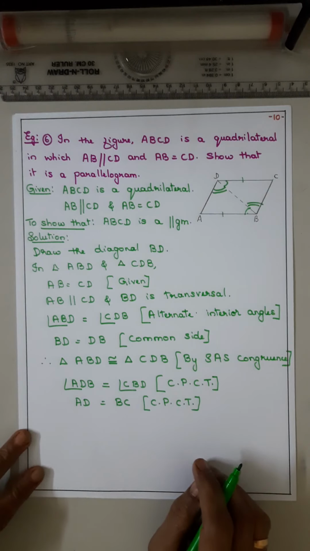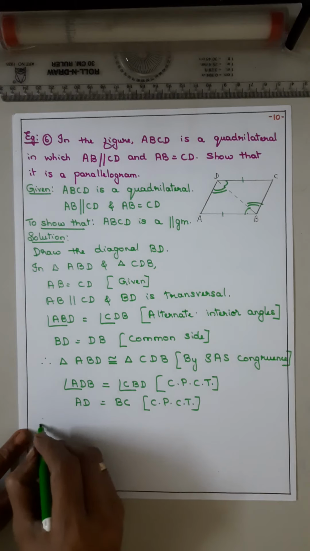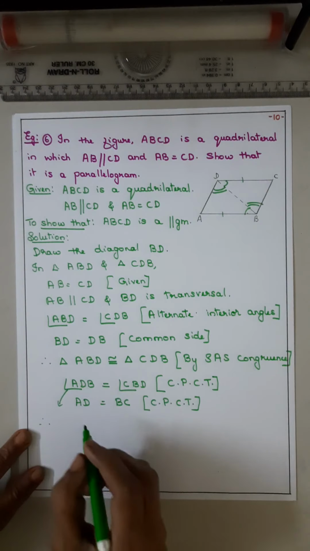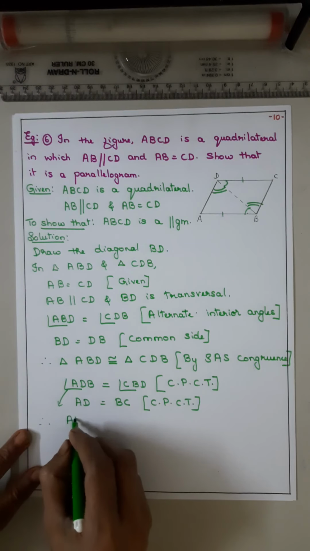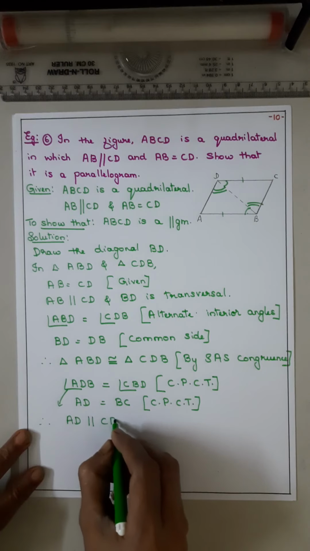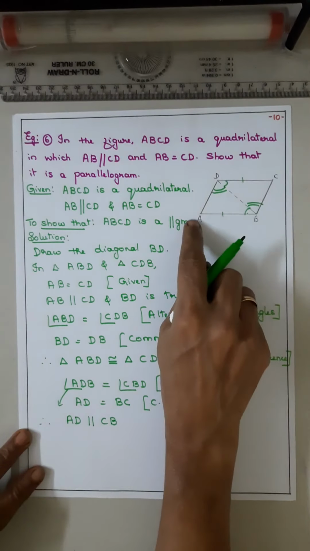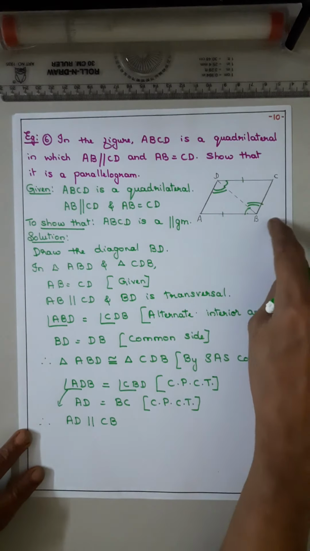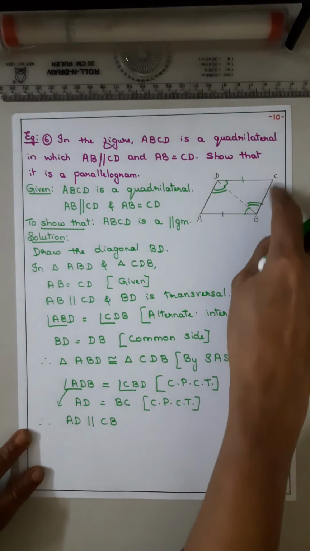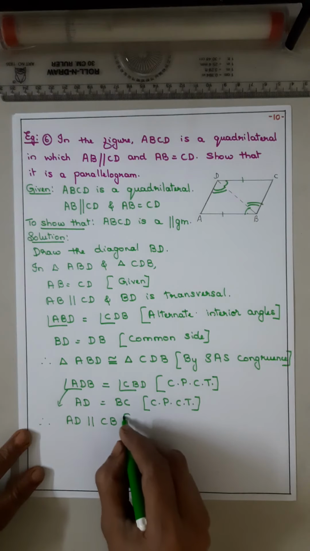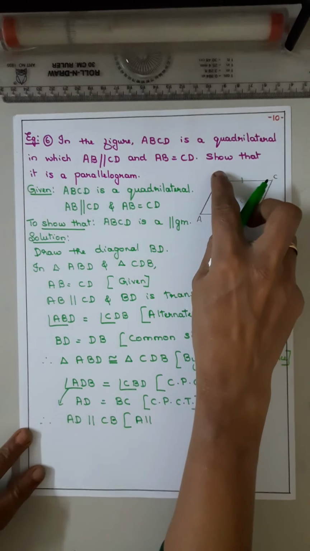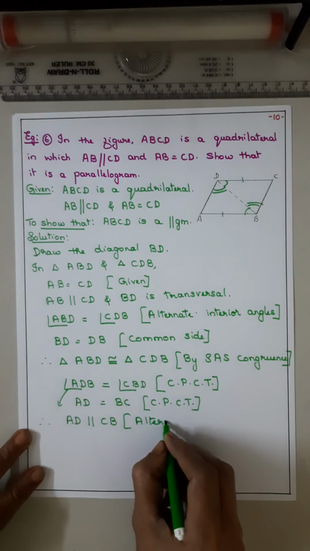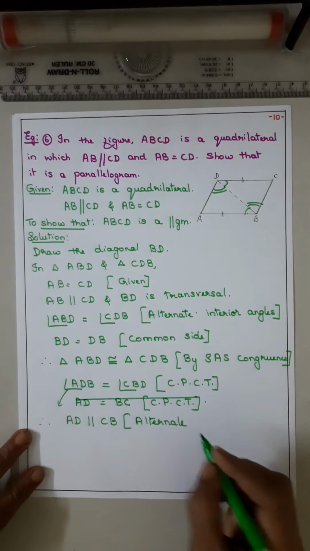So we will write what? Therefore, according to this, AD is parallel to CB. Okay. Why? Alternate. This also became alternate, isn't it? Like this, Z. Alternate. This we'll write afterwards.